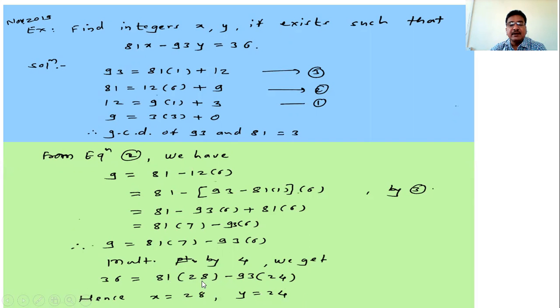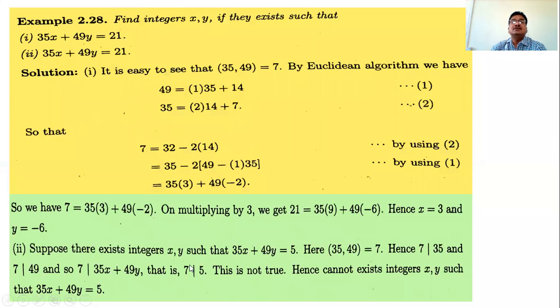If we check 81 into 28 minus 93 into 24 using a calculator, then we get the answer 36. So check that these x and y are correct by using a calculator. These x and y are not unique; we have different answers. So these are some other problems on the greatest common divisor, and we will see all the remaining problems in the next lecture.